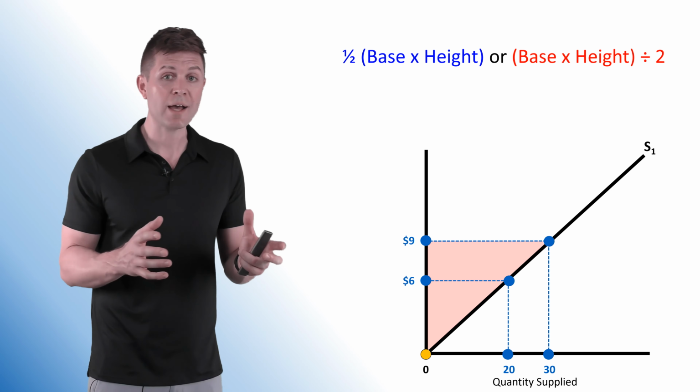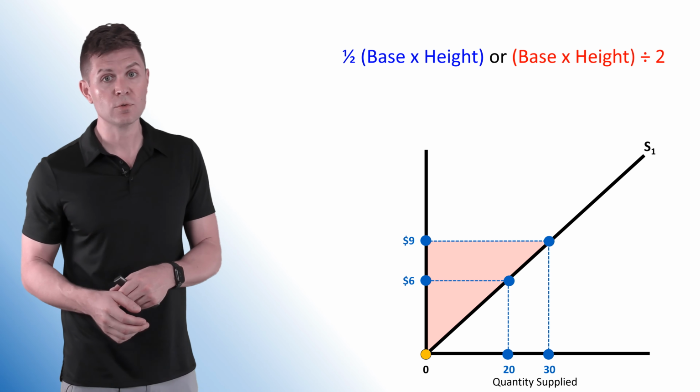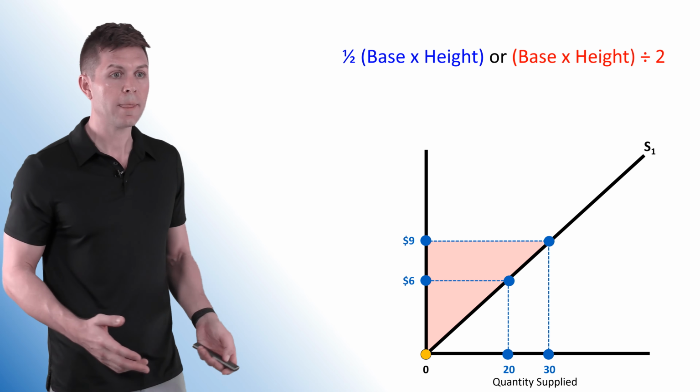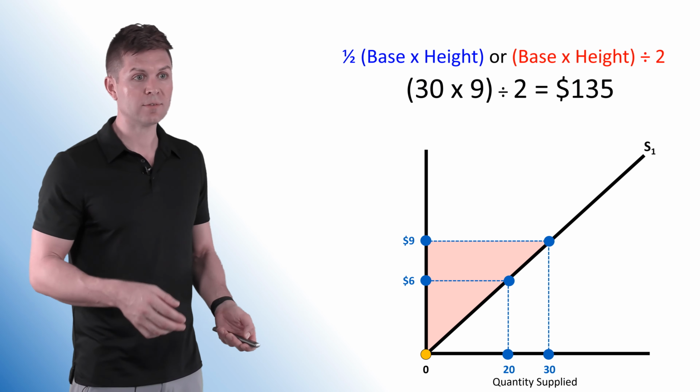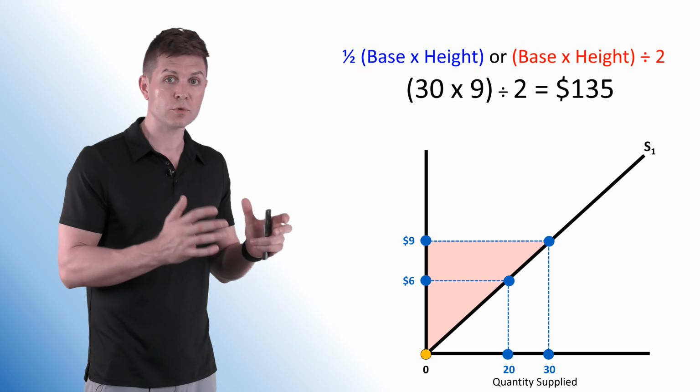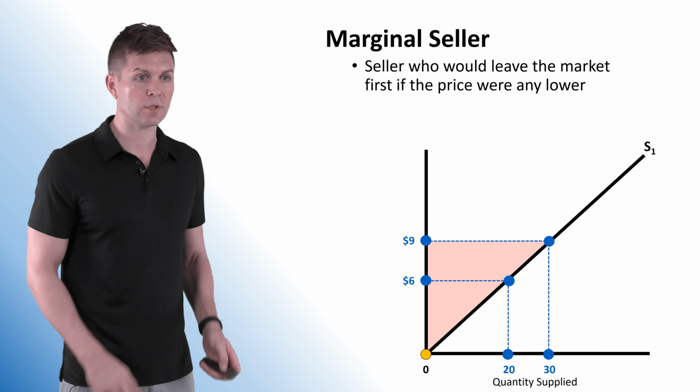Now we calculate the value of this area the same way we did with consumer surplus. We have 1/2 base times height, the area of a triangle. So in this case, our height is 9, our base is 30. 30 times 9 divided by 2, $135 is the total producer surplus at this particular price.